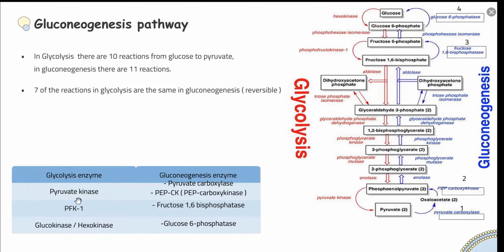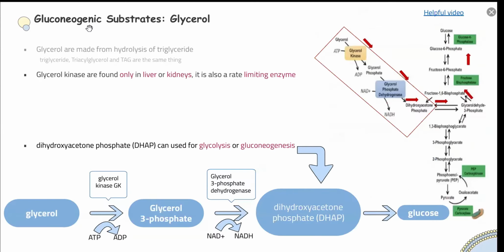So the next thing is the gluconeogenic substrates. We are going to look at the gluconeogenic substrates, starting with glycerol. So the first thing is, how do we obtain glycerol? Glycerol is usually made from hydrolysis of triglycerides.